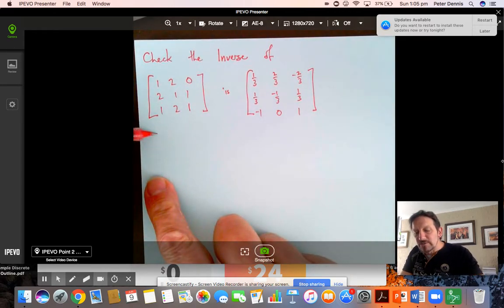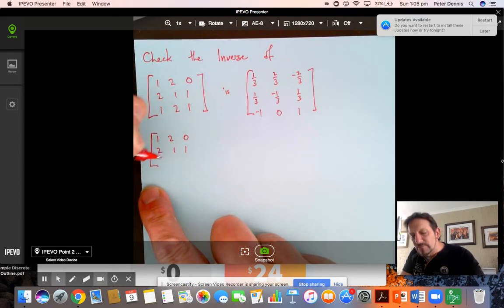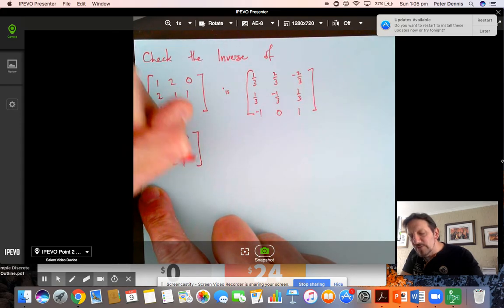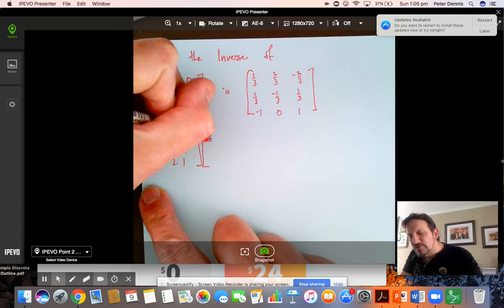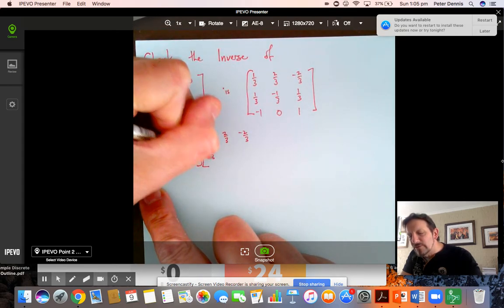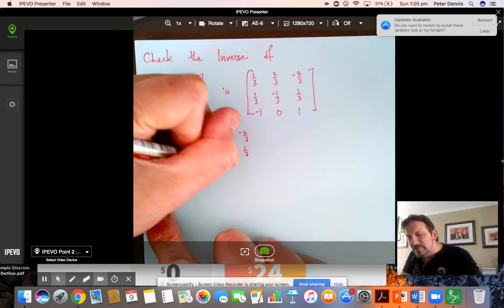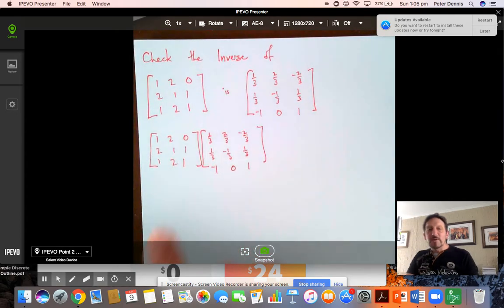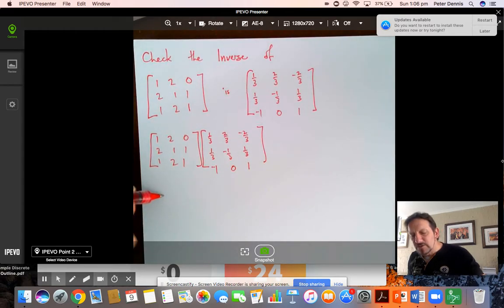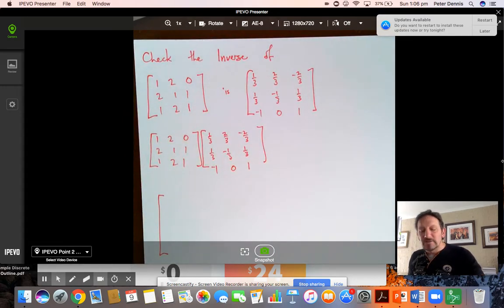So what we should be able to do is take 1, 2, 0, 2, 1, 1, 1, 2, 1, and multiply it by its inverse: a third, 2/3, minus 2/3, 1/3, minus a third, 1/3, minus 1, 0, 1. If we multiply these two things together, we should get the identity matrix. It's a really nice, simple check. And as I said, there are loads of places you can make a mistake. I would always check it, or at least a few things.